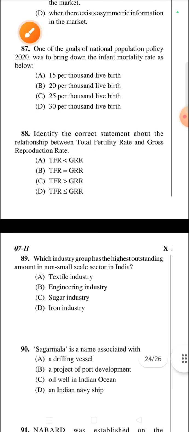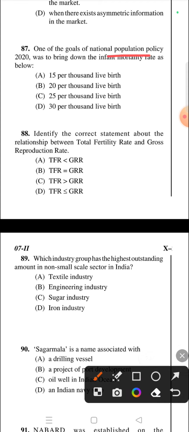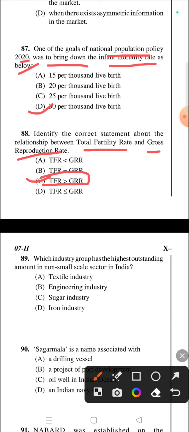Question number 87. One of the goals of National Population Policy 2000 was to bring down the infant mortality rate below 30 per thousand live births. Question number 88. Identify the correct statement about the relationship between total fertility rate and gross reproduction rate. The right answer is option C. Total fertility rate is greater than GRR. Question number 89. Which industry group has the highest outstanding amount in the small scale sector in India? The right answer is textile industry.